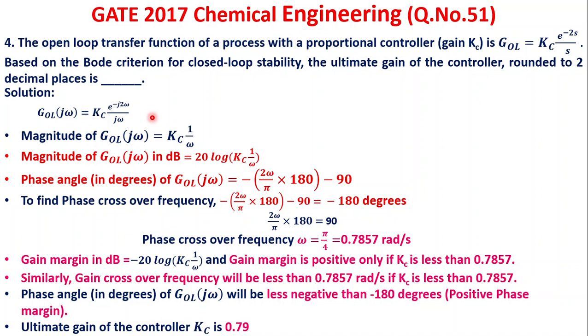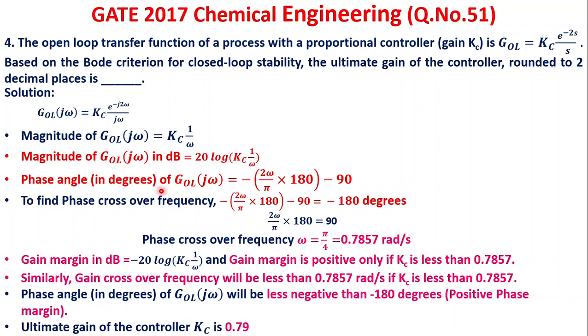Therefore, what is the ultimate gain of the controller at which the system is just stable? That is what is asked. So the magnitude of the transfer function: Kc is Kc, e power minus j omega is e power minus j theta, that is cos theta minus j sin theta, whose modulus is 1, and j omega has modulus omega, so Kc by omega. Therefore, what is the magnitude of this in dB? 20 logarithm of this, that's all.